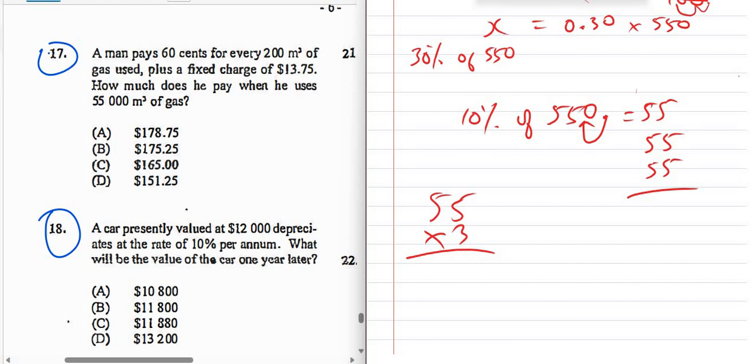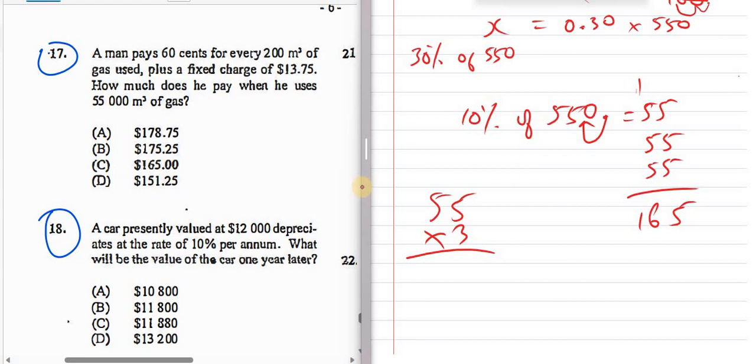5 plus 5 plus 5 is 15. 5 plus 5 plus 5, 15 plus 1, 16. 165. Right? Everybody get that so far? Okay. So 165, that's the answer for 60. That's the answer for the X. The amount he pays for the 55,000.